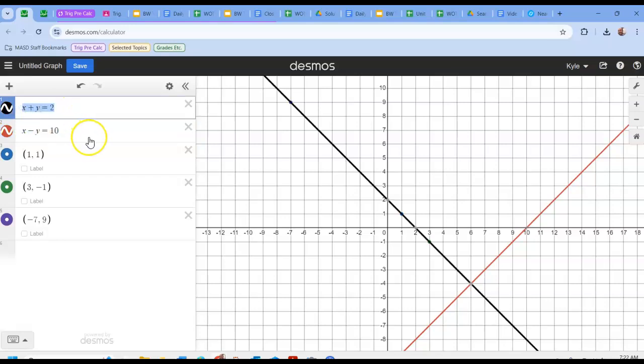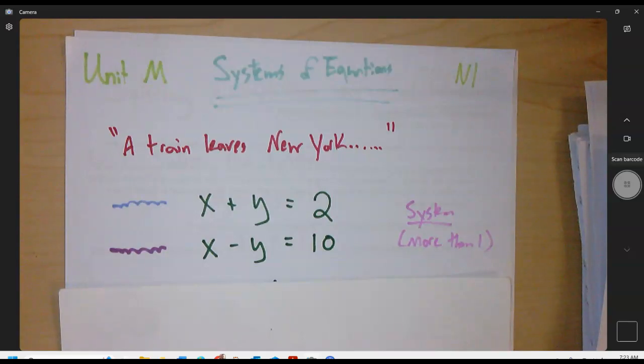There's only one set of points that does that, one x and one y that work for both equations. It's this one right here, 6 and negative 4. And we just solved a system of equations. So let's go back to the notes and show you how to do this.